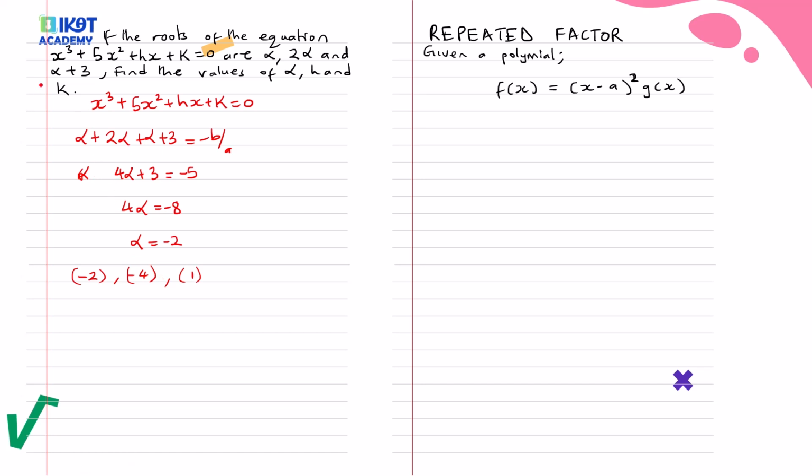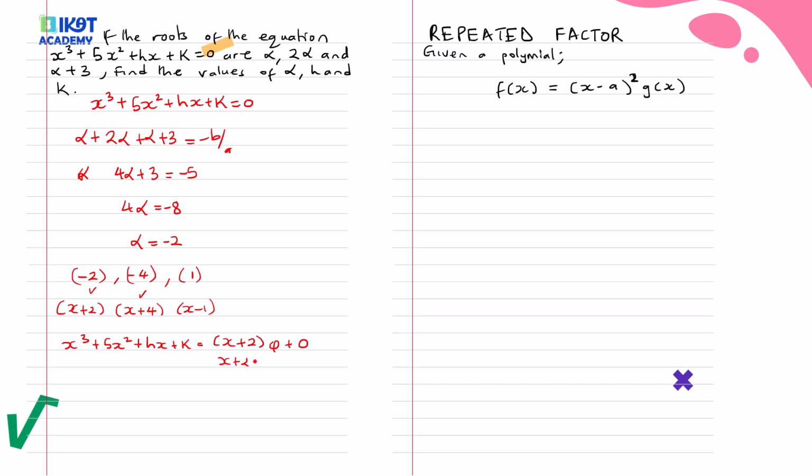Now, how do we find the values of h and k? We can just substitute any two of these, then we'll have two equations, then we can solve those equations. Okay, so if these are the roots, that means what are the factors? The factors will be x plus 2, x plus 4, and x minus 1. So now these are factors. So for example, you can say x cubed plus 5x squared plus hx plus k is equal to (x plus 2) times q plus 0. The remainder is 0 since it's a factor.